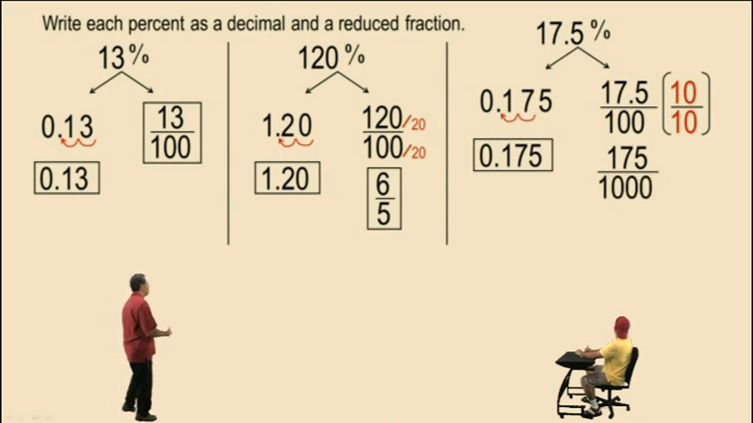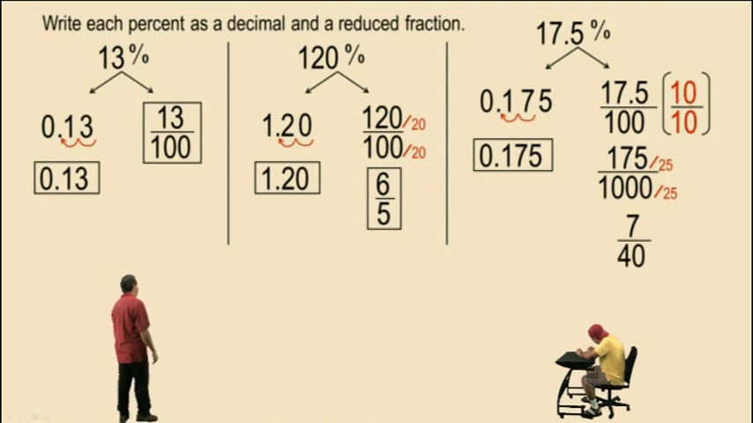175 over 1,000. Remember, multiplying a decimal number by 10 moves the decimal 1 place to the right. So 17.5 times 10 becomes 175. Now the 100 in the denominator, remember the decimal is to the right of that rightmost zero. And when you multiply by 10, you move the decimal one place to the right, and you need that placeholder. That's why you put the zero there. Now, we need to reduce our fraction. 175 and 1,000 have a common factor of 25. When we divide that out, we end up with 7 over 40, and that is our reduced fraction there.